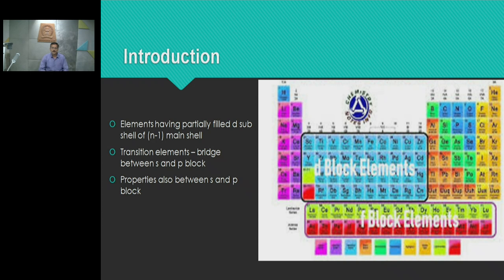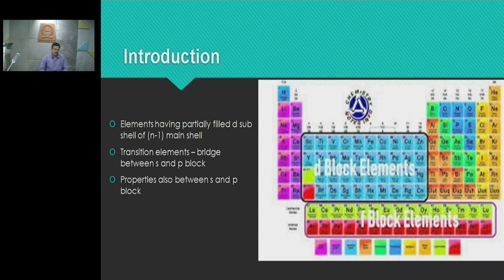So first of all, we have to be aware of the periodic table. We are not going into detail on how the periodic table plays a major role. There are s-block, p-block, d-block and f-block elements. But out of that, we mainly focus on d-block elements because they have a wide range of applications.